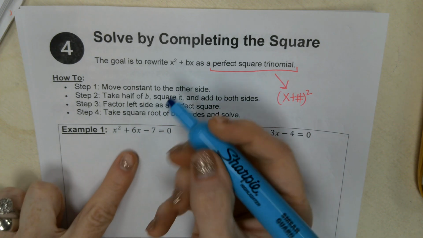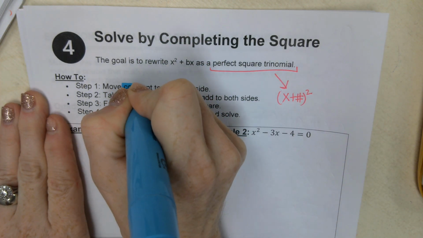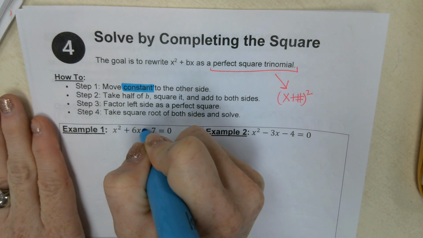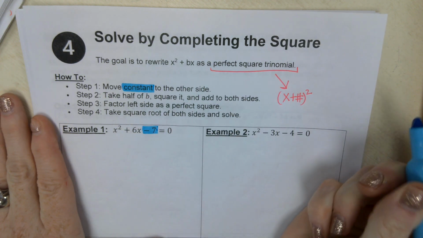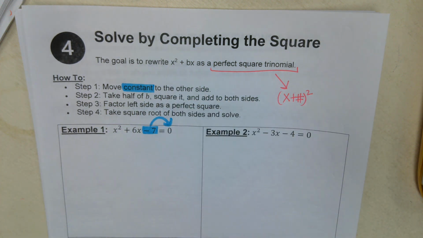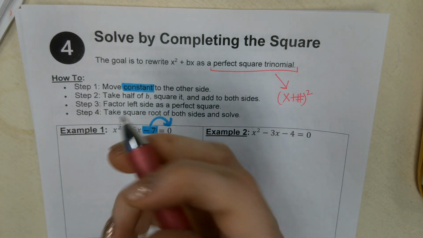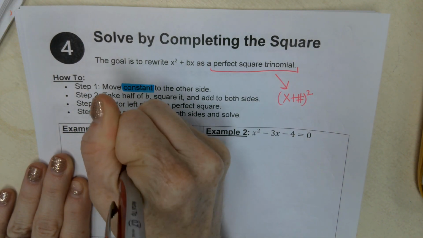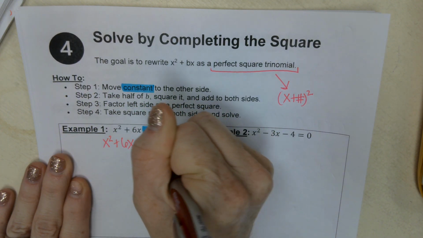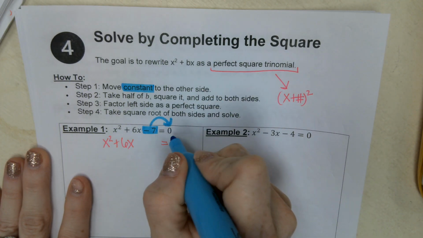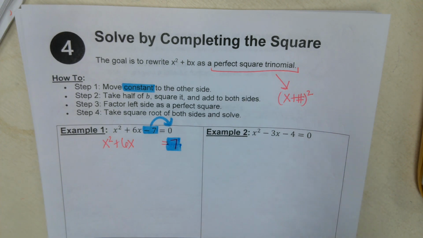So here we go. I want to move my constant to the other side. So I'm going to take my constant here, which is negative 7, and I'm going to scoot it over. Okay? That gives me x squared plus 6x. I'm going to leave a space right here, and then I have this plus 7, that positive 7 on the other side.